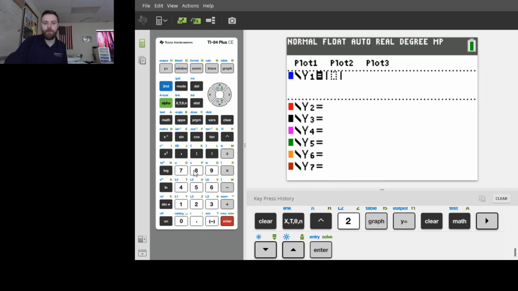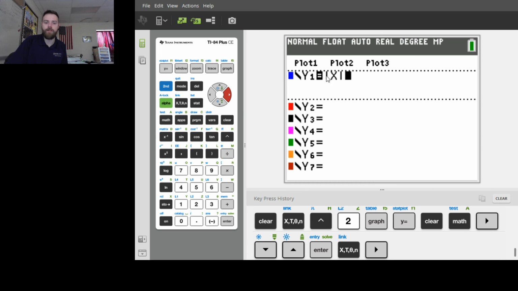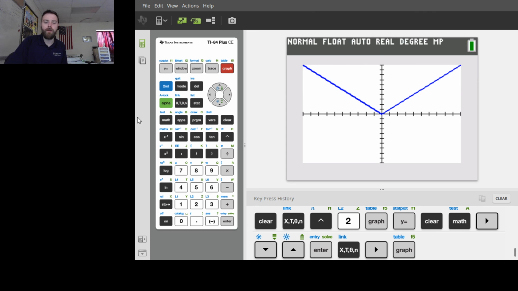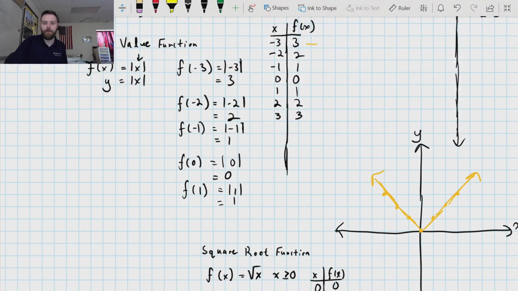Absolute value is what I'm looking for. So that puts bars up there. Those bars go around the absolute value symbol, and that absolute value symbol goes around x. And if I graph it, I'm going to get that nice V shape we looked at.